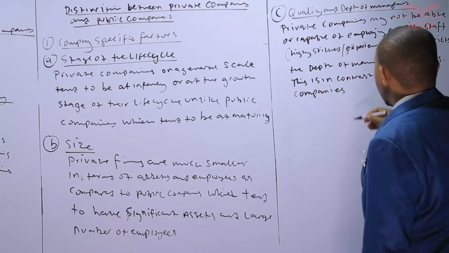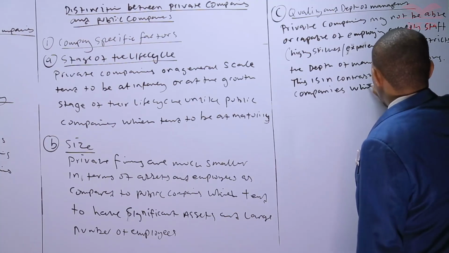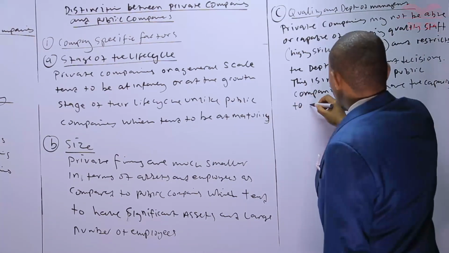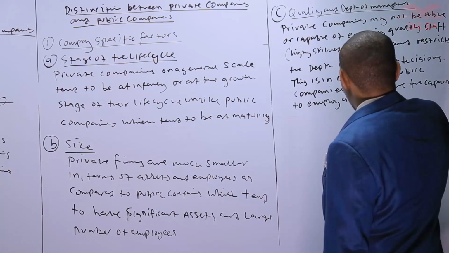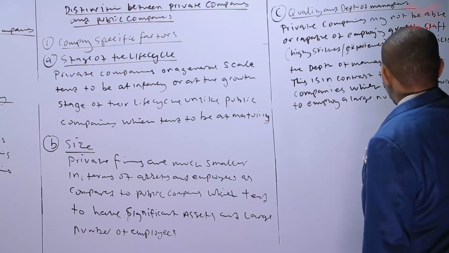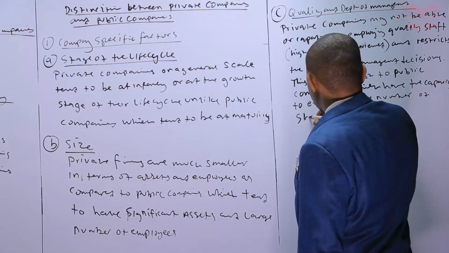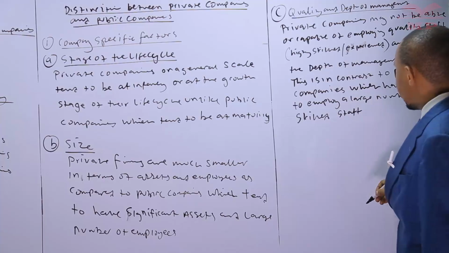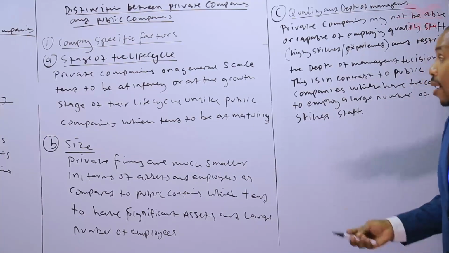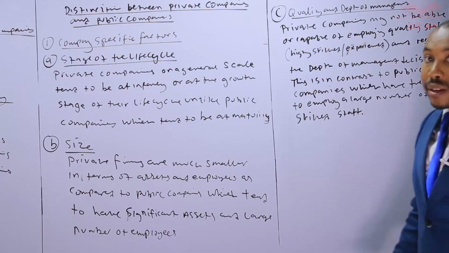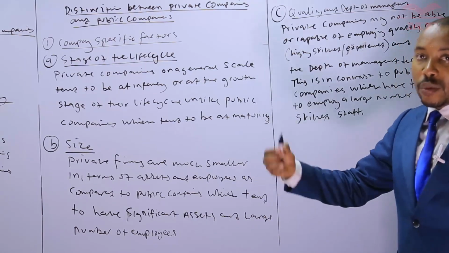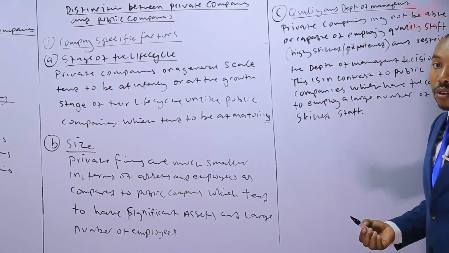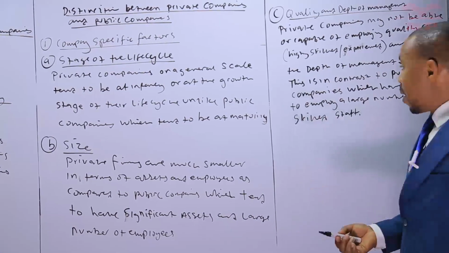This is in contrast to public companies, which have the capacity to employ a large number of skilled staff as well as experienced. We are saying that the quality and depth of management for private companies may or may not compare to that of public companies, because public companies tend to have that capacity to employ highly skilled employees who are actually very experienced.